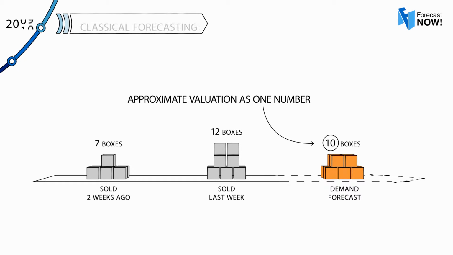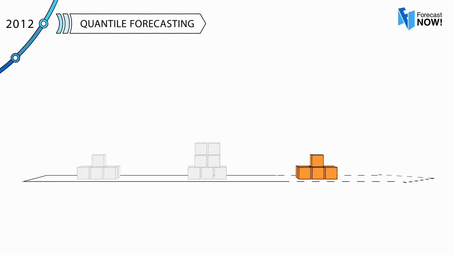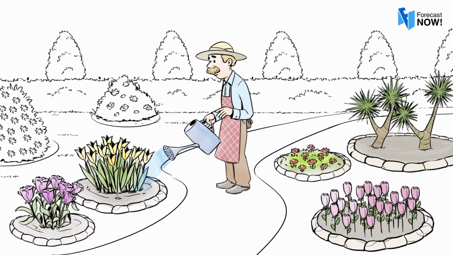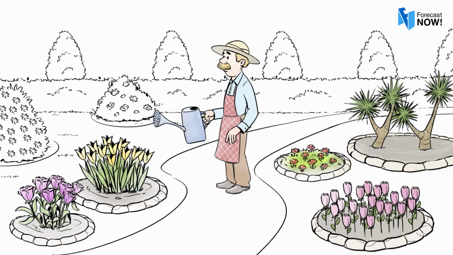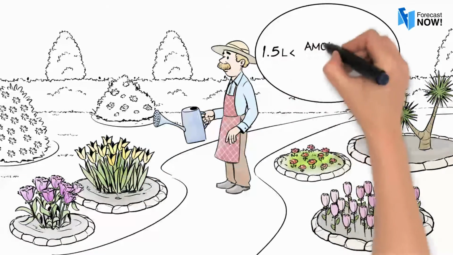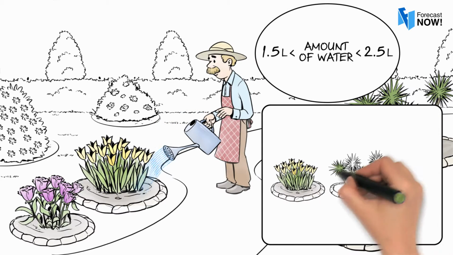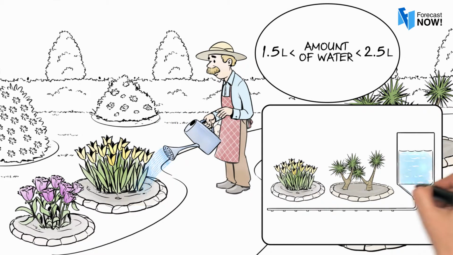For this reason, the quantile forecasting method was proposed. Calculations using this method produce an interval of probable demand instead of a single number. This method, however, employs an identical reserve stock model for all products. If our gardener were to employ quantile forecasting, he would calculate a watering interval that was suitable for a larger quantity of plants. By watering in this way, he would provide the plants with a reserve stock of water.